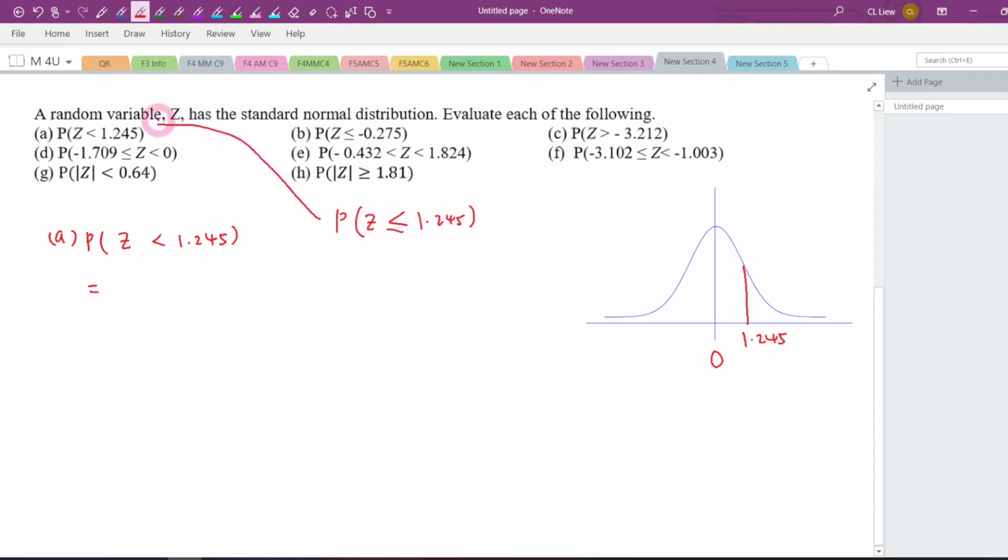Their answer is actually the same. This and this is the same. This and this is the same answer for this normal distribution.